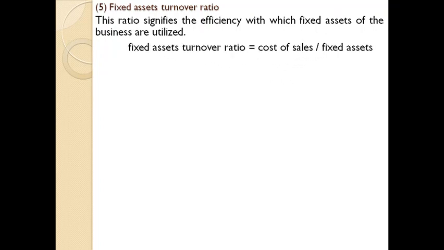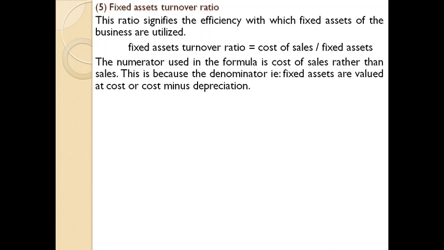The equation is: fixed asset turnover ratio equals cost of sales divided by fixed assets. Remember, here we have used cost of sales divided by fixed assets, whereas previously we used sales divided by total assets. What is the difference between both cases? In total assets, all the items may not be expressed in cost. But fixed assets are always expressed in cost. Here the numerator is cost of sales rather than sales, because the denominator, fixed assets, is always valued at cost or cost minus depreciation.